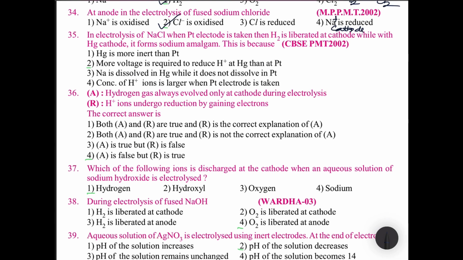In electrolysis of sodium chloride, when platinum electrode is taken, then hydrogen gas is liberated at cathode, while with mercury cathode it forms sodium amalgam. This is very interesting. Now sodium ions and H plus ions, we are using platinum electrodes, hydrogen is going out. But when you are using mercury, Na plus is going to mercury and forming sodium amalgam. This is all because more voltage is required to reduce H plus at Hg than at Pt. Okay, this is one interesting reason.